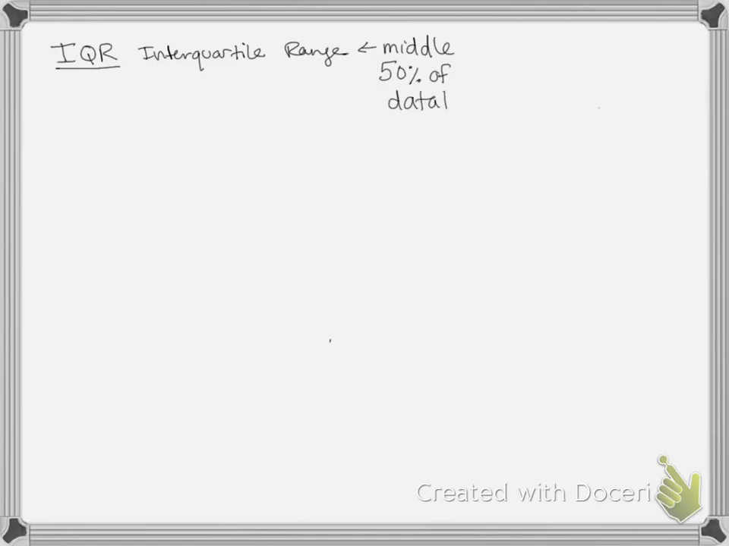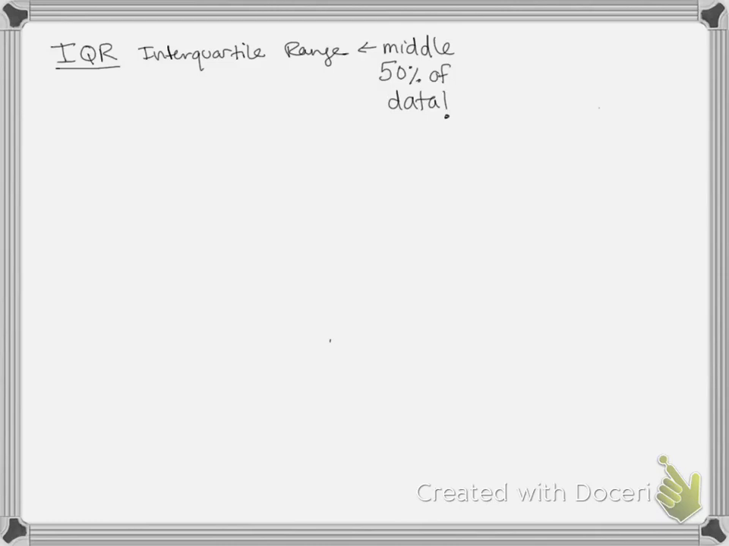So one more explanation. We're going to talk about the IQR. What the heck is that? The interquartile range, okay? So this is actually the middle 50% of the data! Okay, that's supposed to be an exclamation point. An IQR is literally a fancy way of saying it's the middle 50% of the data.